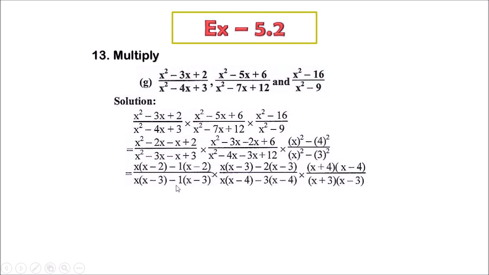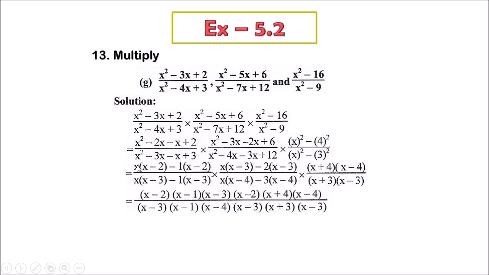Now all together we are just writing all the things that are here. What we will get: x minus 2 and x minus 1. Here it is x minus 3 and x minus 2, and here it is x plus 4, x minus 4. Similarly, you can write x minus 3, x minus 1, x minus 4, x minus 3, x plus 3, x minus 3. So finally we get all the numerators together, all the denominators together.